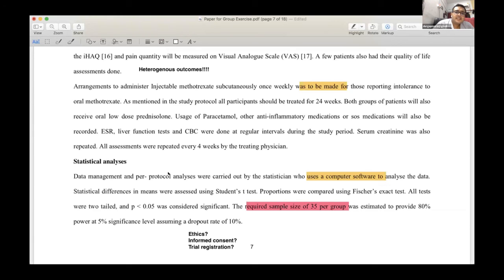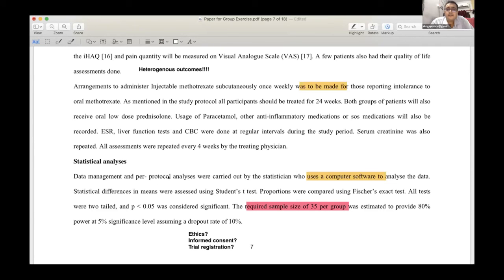Just unrelated to this, when do you think a per protocol analysis is a good strategy rather than an intention to treat analysis? Is there any particular situation in a clinical trial where per protocol is preferred rather than intention to treat? Just a general question to everybody. When the dropout rate is high, perhaps.